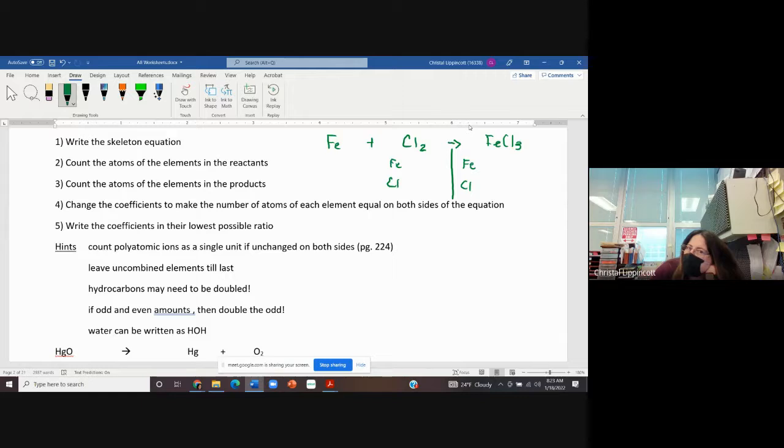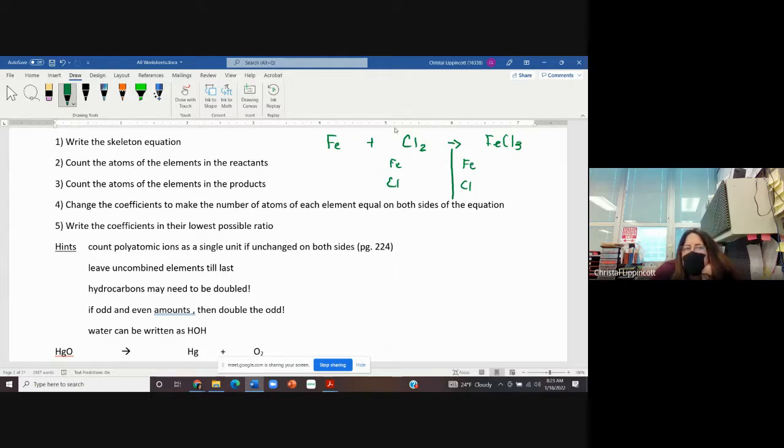If you've got different ones over here than you have over here, you did something wrong, because you can't get rid of or create new things on the other side. They have to be the same elements. They're just getting rearranged. You're just taking the set of blocks and building a new castle. Okay?